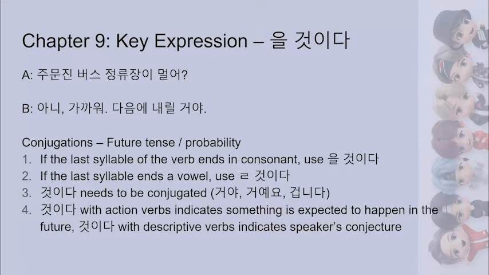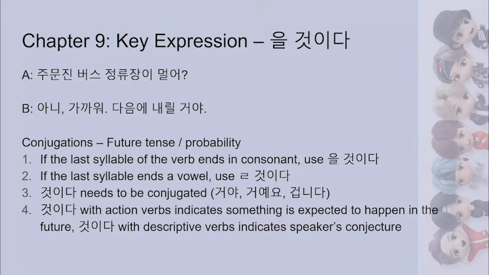So the first person says, 주문진 버스 정류장이 멀어, which means is 주문진 bus station far away. So that 주문진 is just a location in Korea at the beach. And then 버스 정류장 we've learned is bus stop. And then 멀어 is the casual way to say, is it far away? The second person answers 아니 가까워, which means no, it's close by. Again, this is in casual speech.